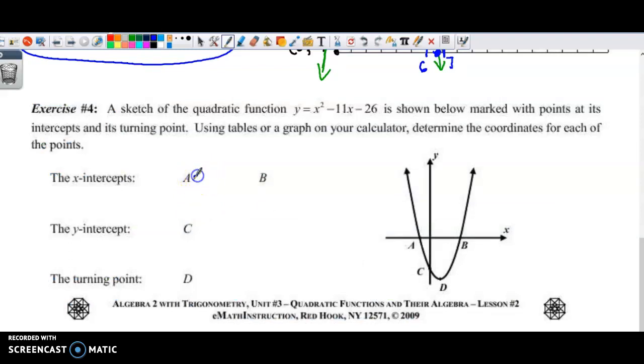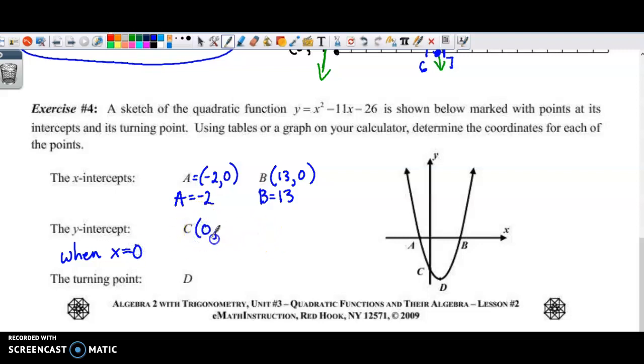That a is the ordered pair -2, 0. I'd be fine if you just wrote a equals -2. Same thing with the b value. That's the ordered pair 13, 0. B would equal 13. Now remember, the y-intercept occurred when x equals 0. Now, as far as a y-intercept goes, you might just look on your table. You might plug in 0 in for these x's. And again, I'm fine if you just write c equals -26.